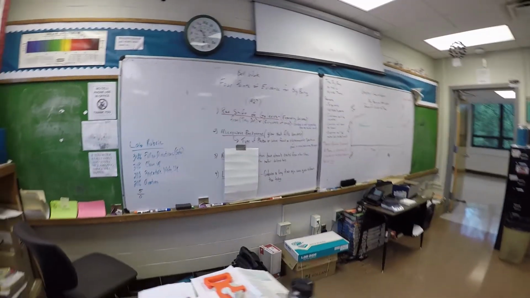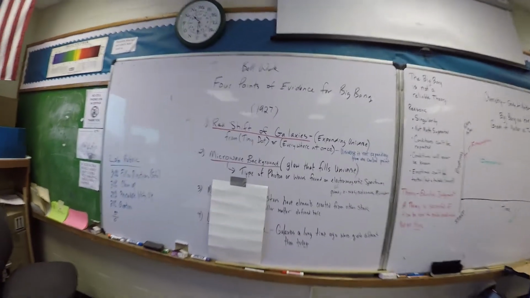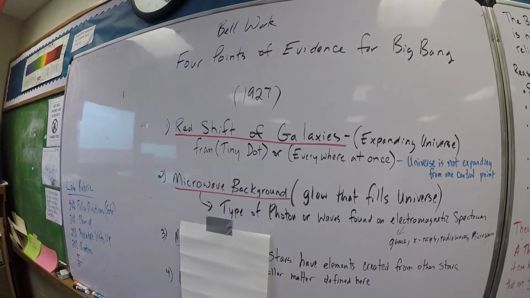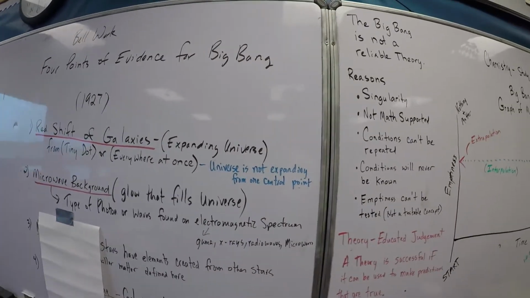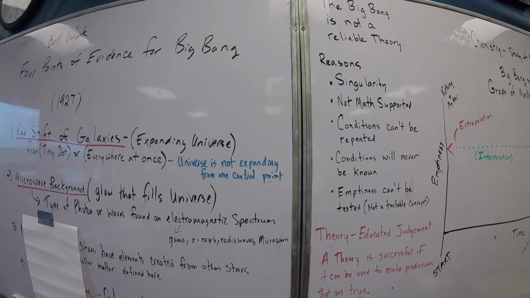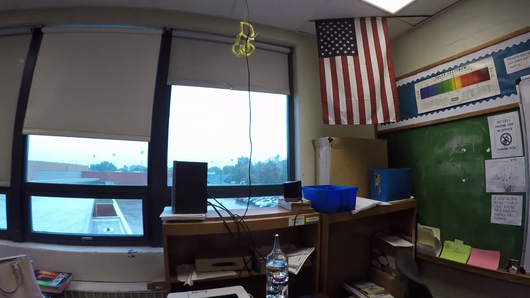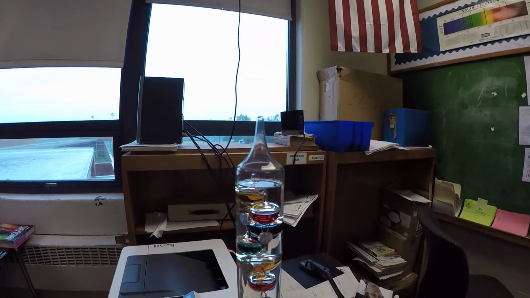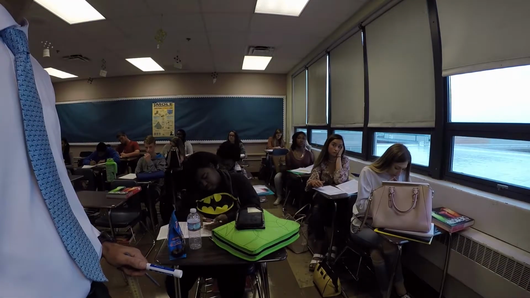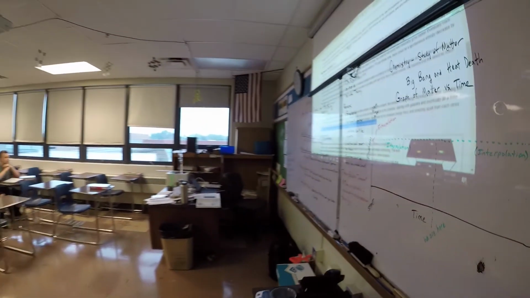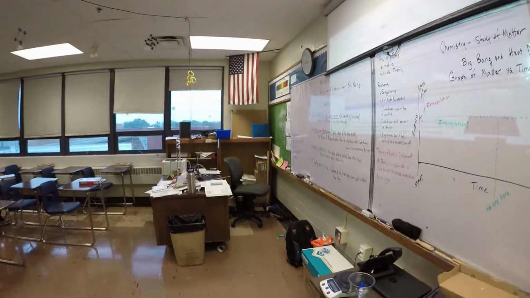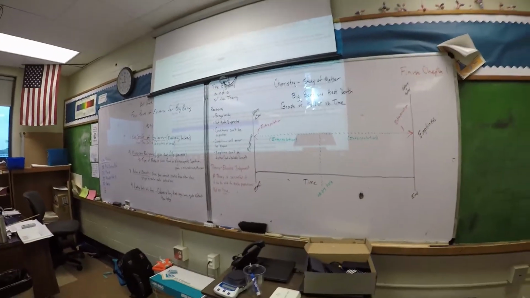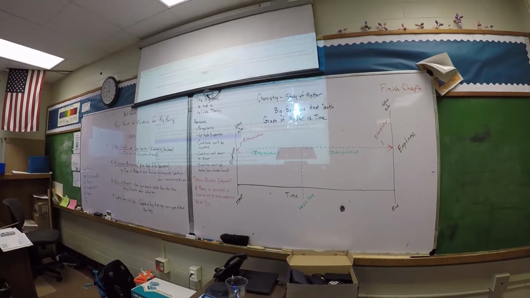So the two opinions on the redshift: the tiny dot basically says the universe is expanding everywhere from one point, and everywhere at once notes that the universe is not expanding from one central point. That's our current evidence. We do not notice that there's one central point in the universe from which everything is expanding. In conclusion, the scientific method will never be able to verify the Big Bang Theory.